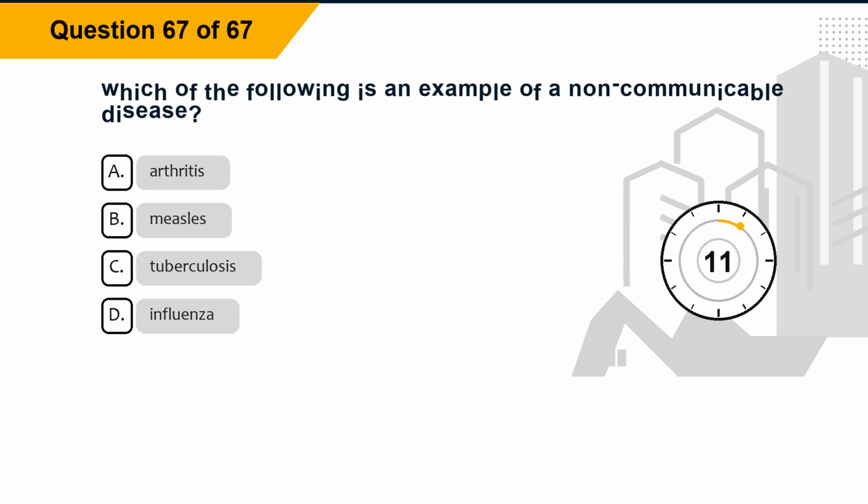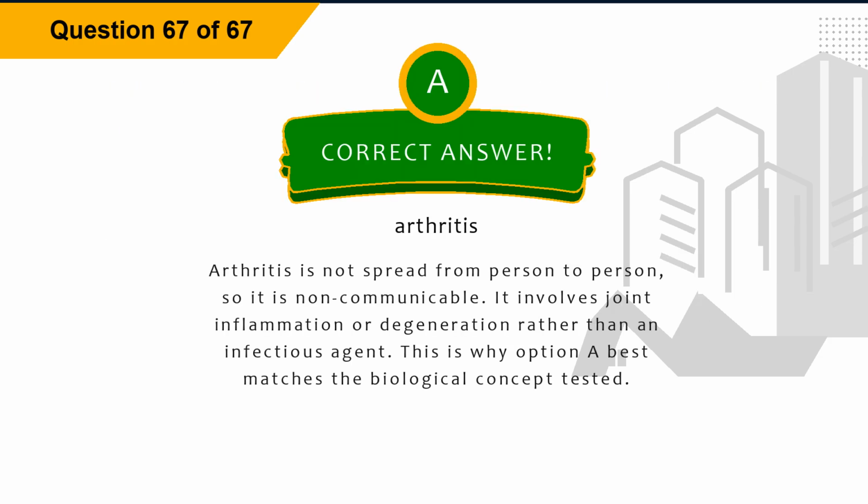Question 67. Which of the following is an example of a non-communicable disease? Option A, arthritis. Option B, measles. Option C, tuberculosis. Option D, influenza. The correct answer is option A, arthritis. Explanation: arthritis is not spread from person to person, so it is non-communicable. It involves joint inflammation or degeneration rather than an infectious agent. This is why option A best matches the biological concept tested.